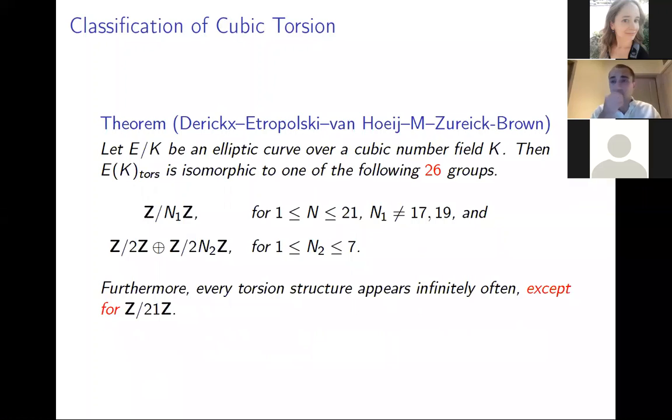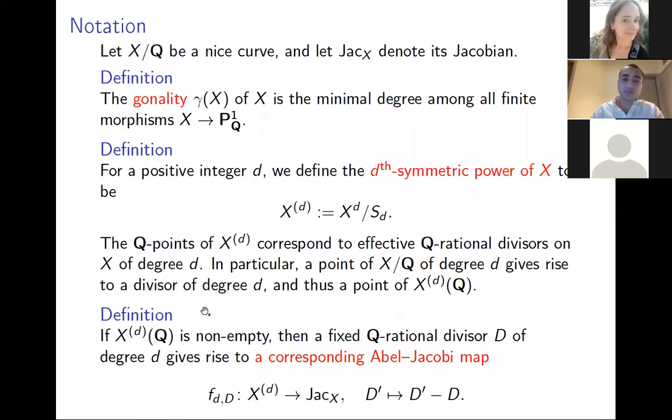And in fact, the theorem that Martin Derickx, Anastasia Etropolski, Mark van Hoeij, myself, and David Zureick-Brown can prove is that, yes, in fact, this is true. So over a cubic number field, the torsion subgroup is isomorphic to one of the following 26 groups. And furthermore, every torsion subgroup appears infinitely often except for Z/21Z. So I want to talk a little bit about the proof of this theorem.